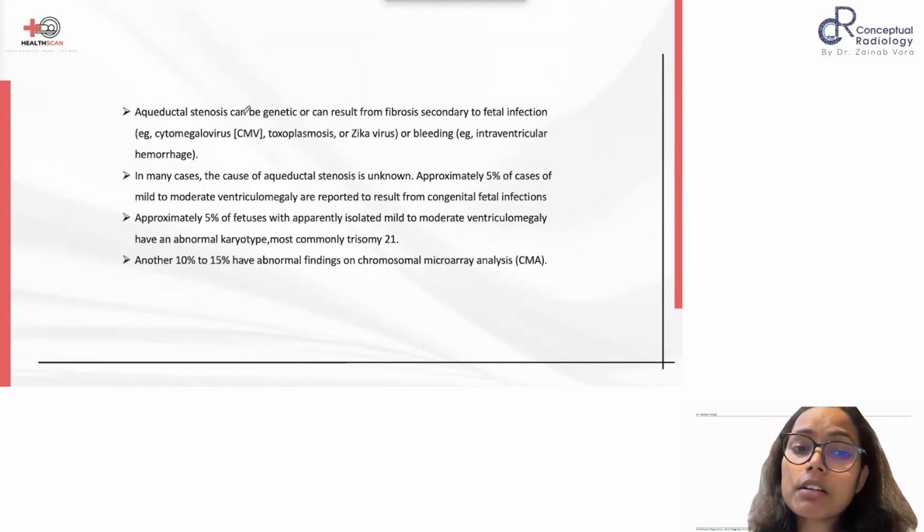And often the ventriculomegaly can be because of fetal infections also. And there are other causes of ventriculomegaly apart from structural abnormality and infections. It can be associated with trisomy 21. So mild ventriculomegaly is also a soft marker, an aneuploidy marker for trisomy 21. And there could be chromosomal or genetic disorders which are associated with the ventriculomegaly.